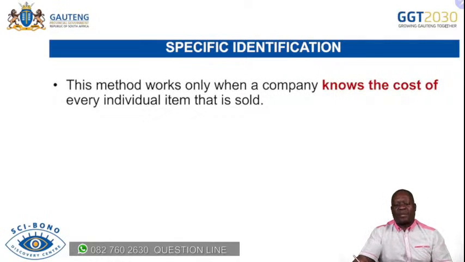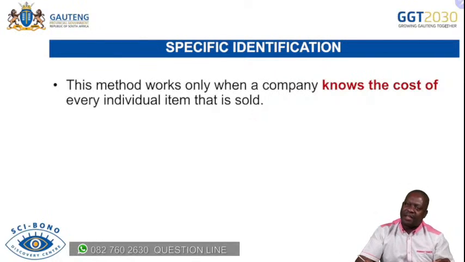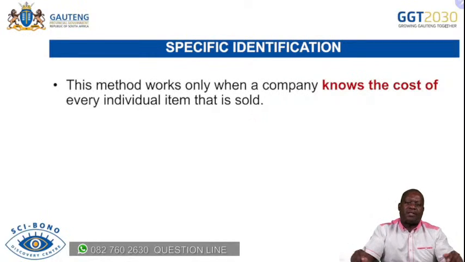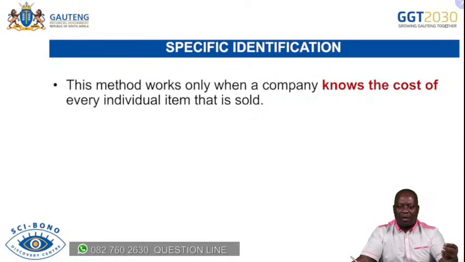Now let's go to the specific identification method. This method works only when a company knows the cost of every individual item that is sold. So you see now, when we are dealing with large quantities of stock items, we cannot see that or know that. But when you're dealing with things such as cars, we can. So it is used for unique items, for big items that have got a unique price.